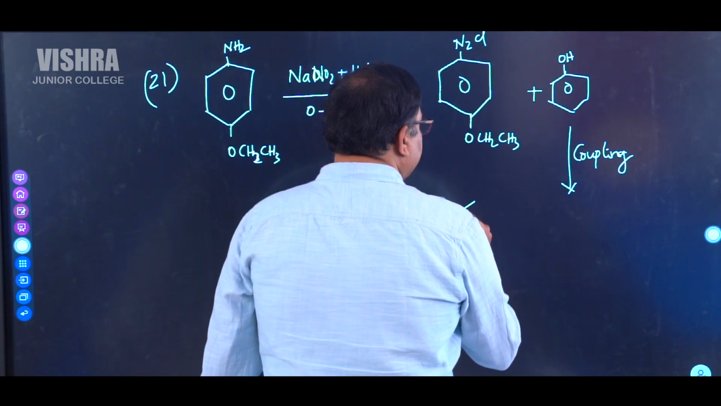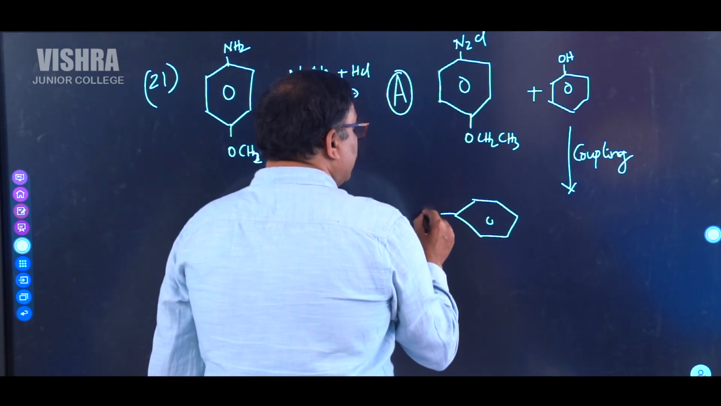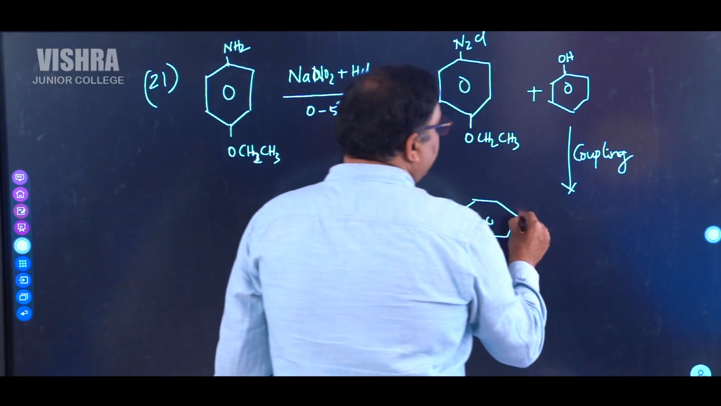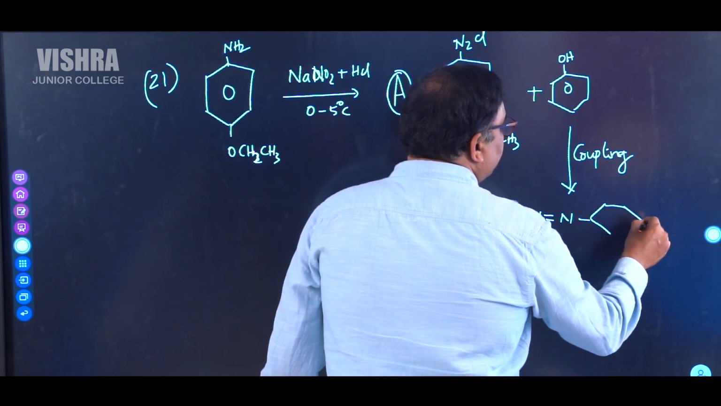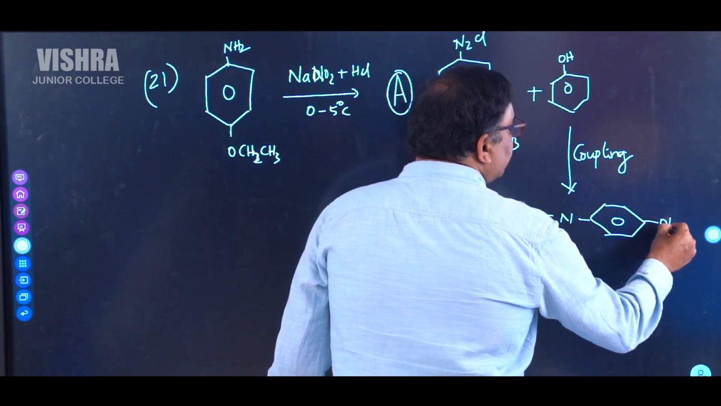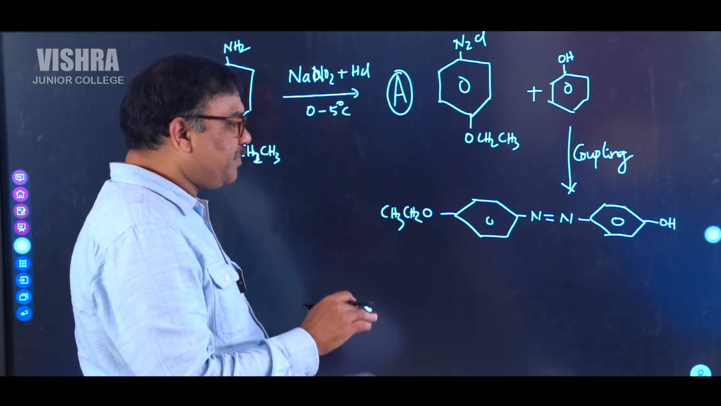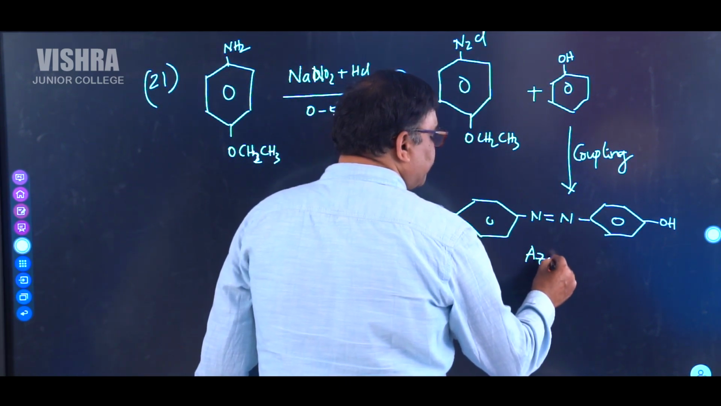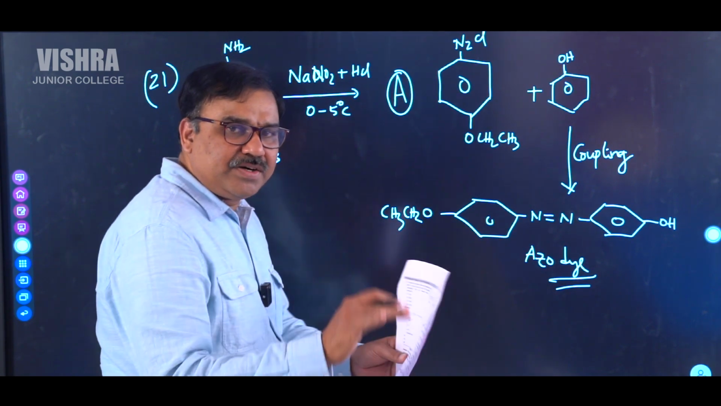So, let's see. There is a benzene ring. There is an OCH2CH3 here, and here there is nitrogen double bond nitrogen, with a benzene ring in the para position. This compound is formed. This one is actually an azo dye. But they did not stop here.